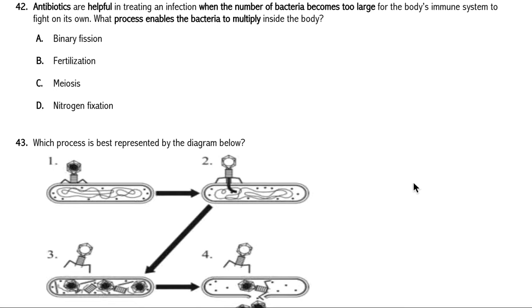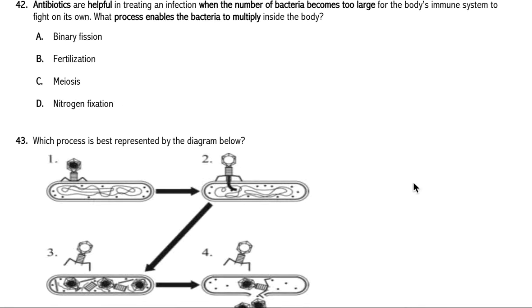Question 42. Antibiotics are helpful in treating an infection when the number of bacteria becomes too large for the body's immune system to fight on its own. Which process enables the bacteria to multiply inside the body? A. Binary fission, B. Fertilization, C. Meiosis, D. Nitrogen fixation.